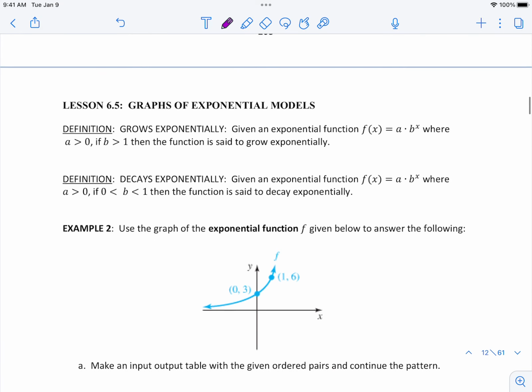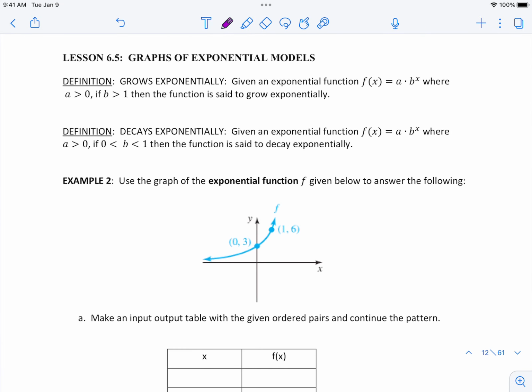All right, so a couple definitions. If it's growing exponentially, this is if we're given an exponential function, f of x equals a times b to the x power, where a is greater than 0. If b is greater than 1, then the function is said to grow exponentially. Decays exponentially: given an exponential function, f of x equals a times b to the x power, where a is greater than 0, and b is between 0 and 1, then the function is said to decay exponentially.